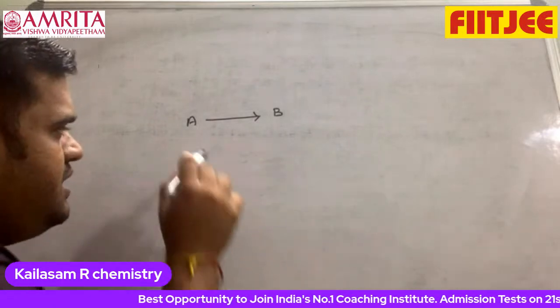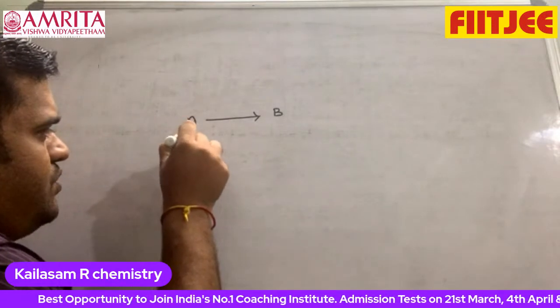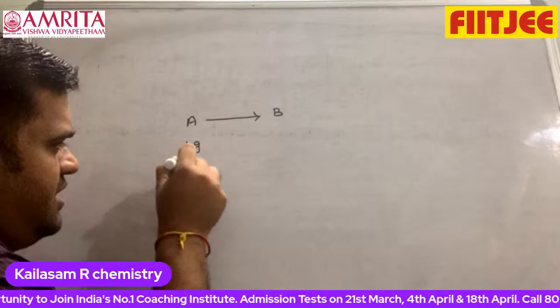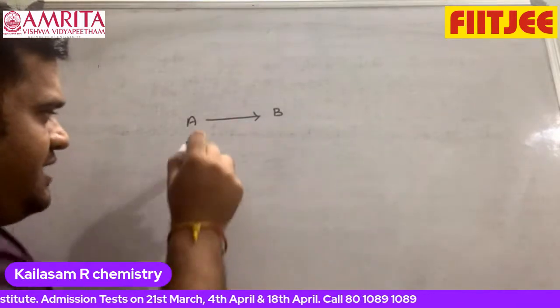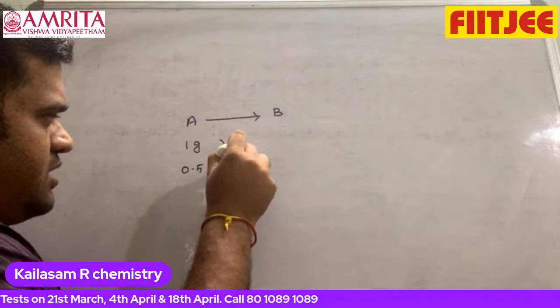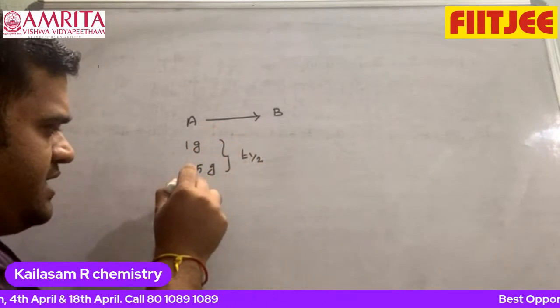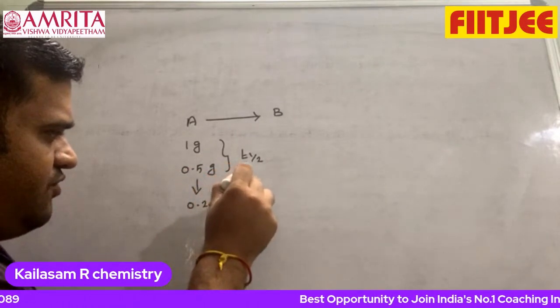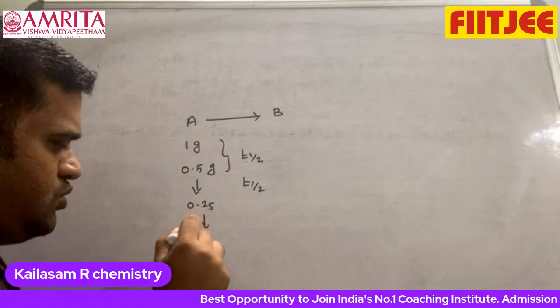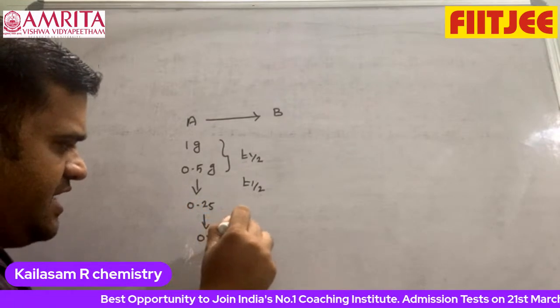Here I can say 1 gram of the substance becomes what? 0.5 gram, half of its original. The time taken for that is called T half. Now this 0.5 becomes 0.25. This is another T half. This 0.25 becomes 0.125. This is called another T half.